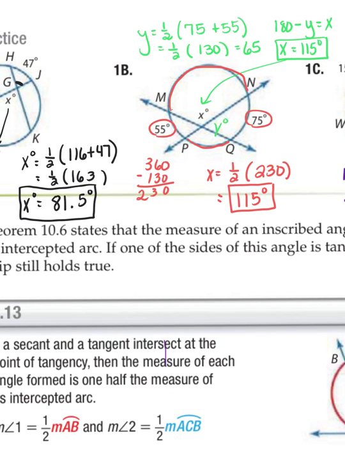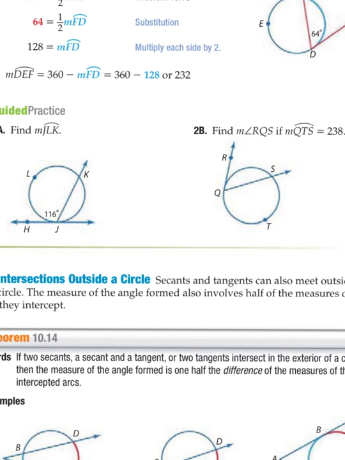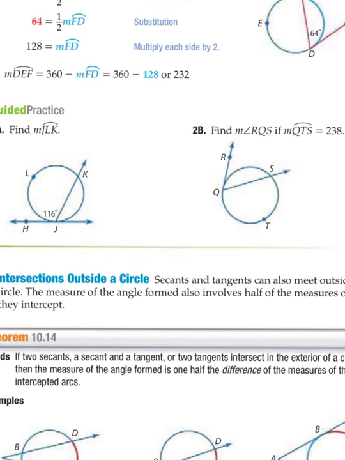Okay, let's move on. Let's look at a couple of examples of the new rule that we had, where we have a vertex of an angle on the circle, but it's really not an inscribed angle. It's made by a tangent and a secant intersecting at the point of tangency.